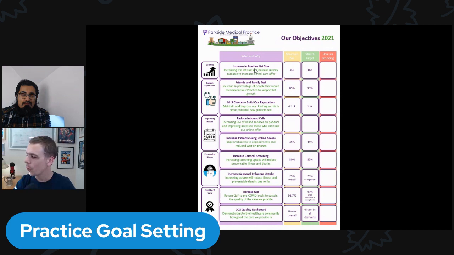Hopefully we've selected goals that have synergy with other goals. So what I mean by synergy is we don't want to make things too difficult for ourselves. Actually, improving the friends and family test will probably also improve access, for example, or reducing inbound calls should also improve our scores on the friends and family test. So we can stack these up and have some synergy in terms of the goals.